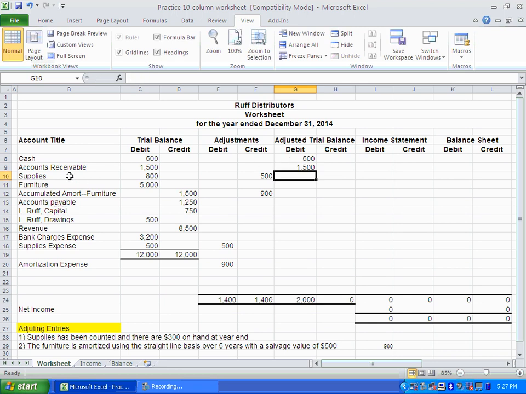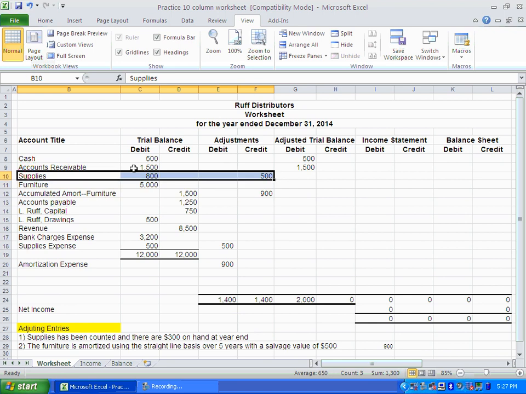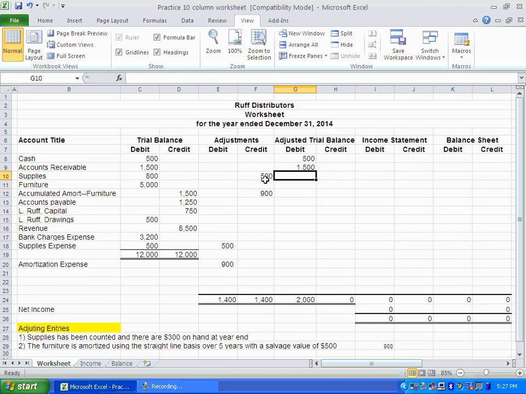But then we get to supplies, and we see that supplies has a debit balance of 800 and a credit balance of 500. If you have a debit balance on one side of the T account and a 500 credit on the other side, that nets out to $300, which should make sense because in the adjusting entry it said you've got $300 of supplies on hand at year end. That's where that $300 ends up on your worksheet. Okay, furniture. That account wasn't affected itself, so that's $5,000 debit.